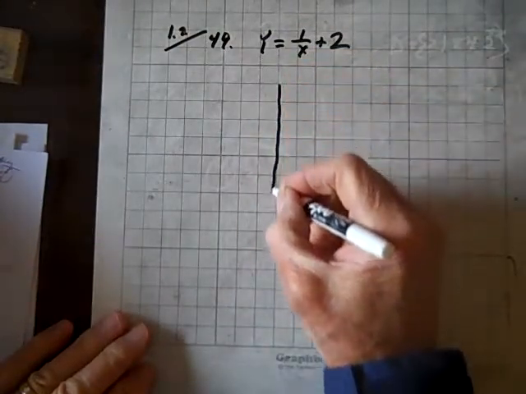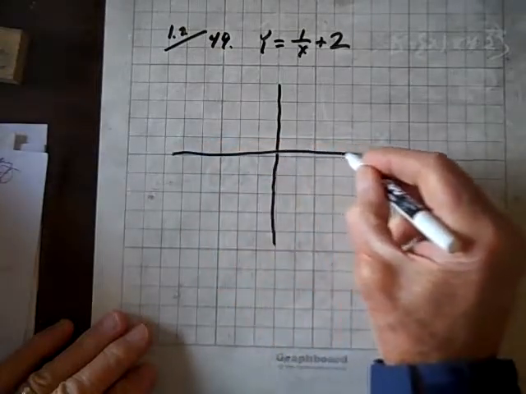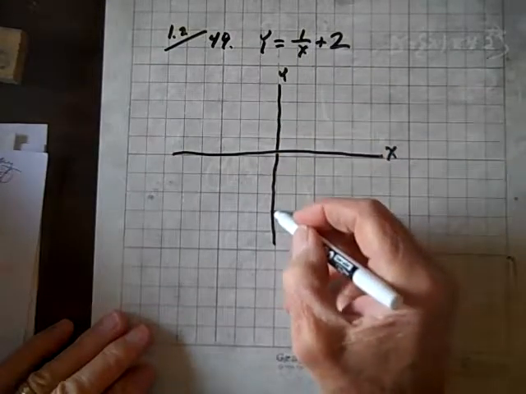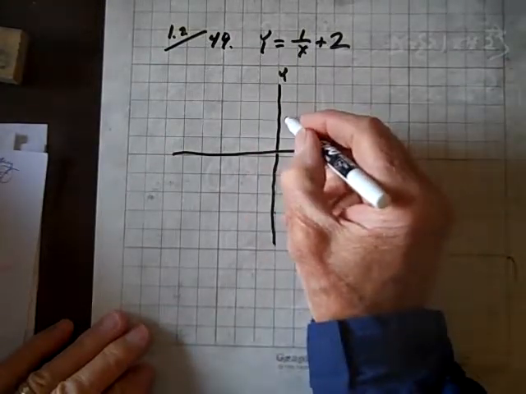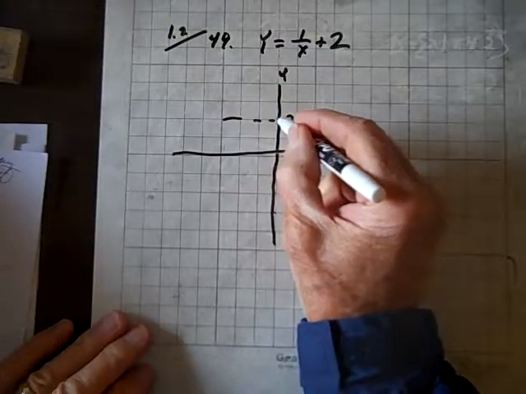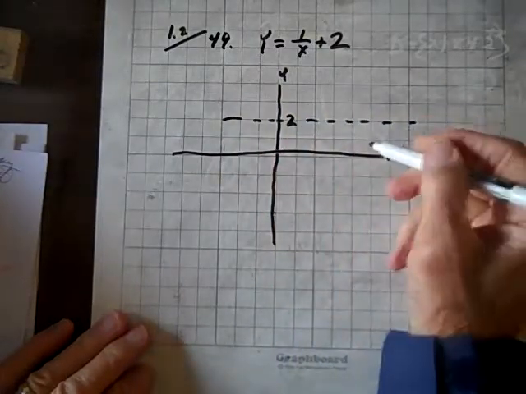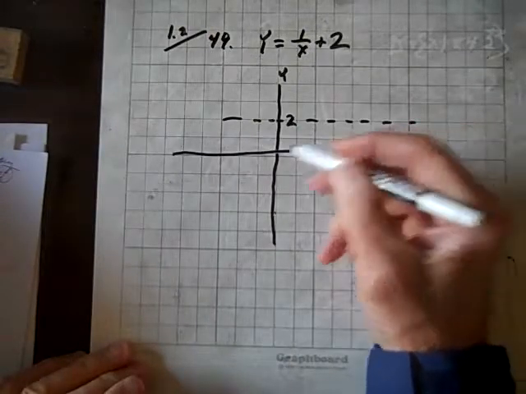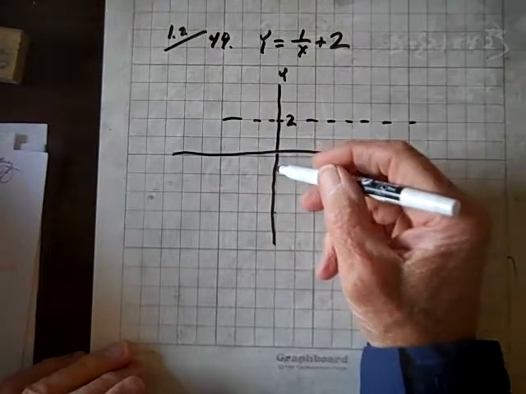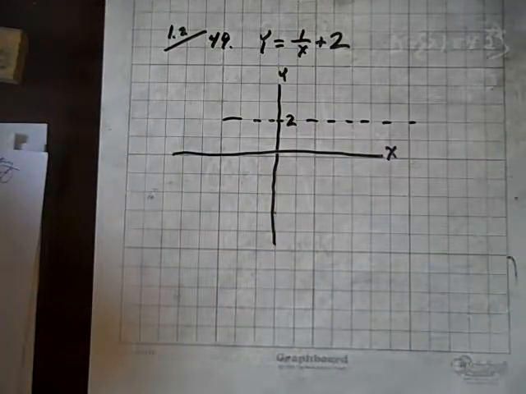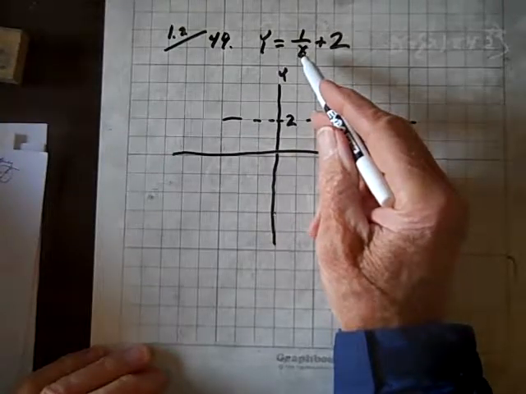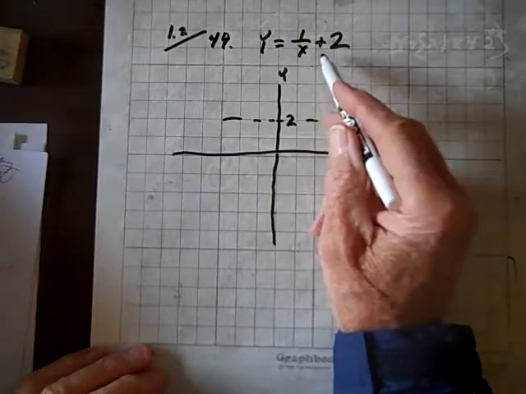So let's go ahead and graph x and y, and we've got a vertical asymptote at 0, a horizontal asymptote at 2. And now let's find the y-intercept, and, well, there is no y-intercept actually, because x can never be 0. So what are we going to do? Well, we could find the x-intercept, and what value of x will take this to 0?